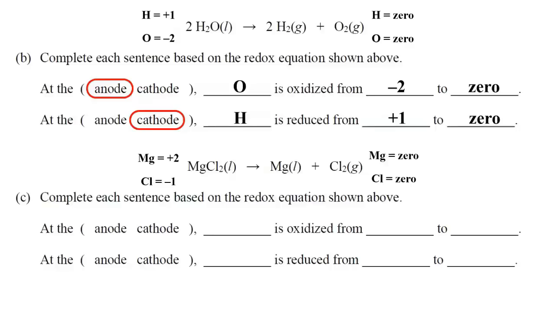So remember that oxidation involves the increase in the oxidation number. So chlorine is oxidized from -1 to 0. And then reduction involves the decrease of the oxidation number. So magnesium is reduced from +2 to 0. So AN OX and RED CAT help you remember that oxidation occurs at the anode and reduction occurs at the cathode.